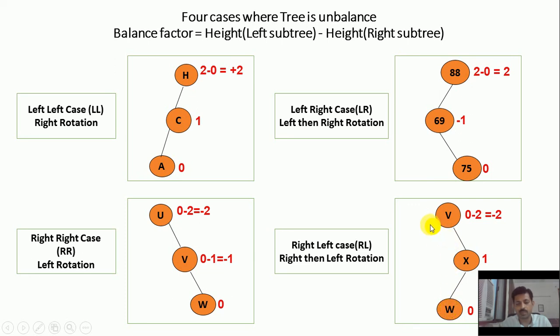Here we again computed the balance factor. This tree is unbalanced, and we have to perform a right rotation first on node X, and then we have to perform a left rotation at node Y. We have to learn what happens in left rotation and right rotation. So we will see in the next slide.